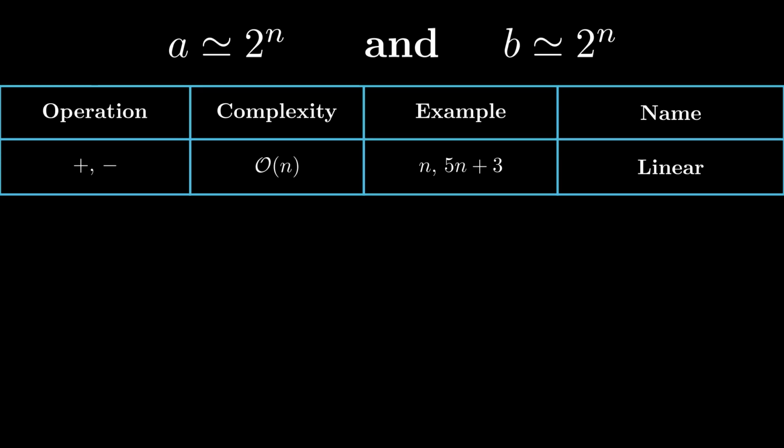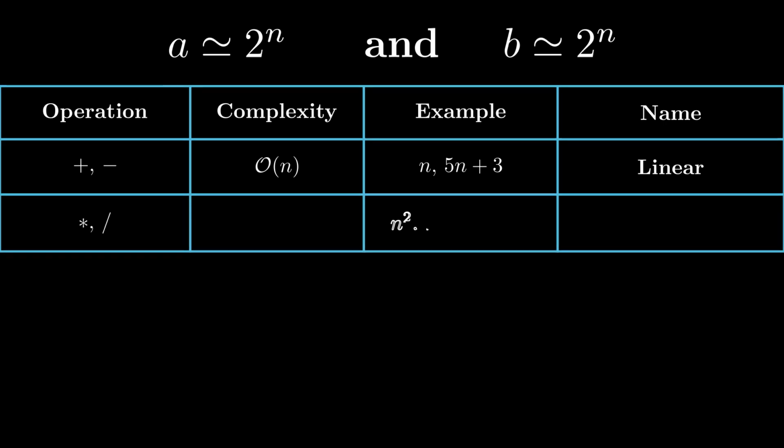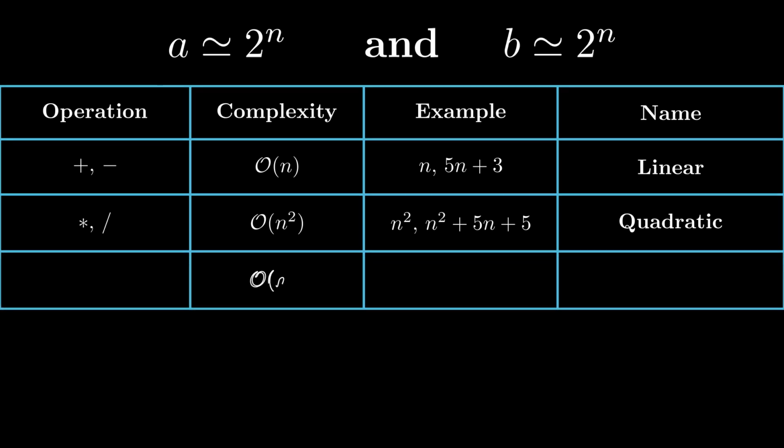This usually takes less than a second to compute. If the number of operations needed is about n squared plus 5n, we say that the complexity is quadratic. This also takes less than a second to compute. If the number of operations needed is about n to the power k for some constant k, we say that the complexity is polynomial. This usually takes from a few seconds to several years to compute.